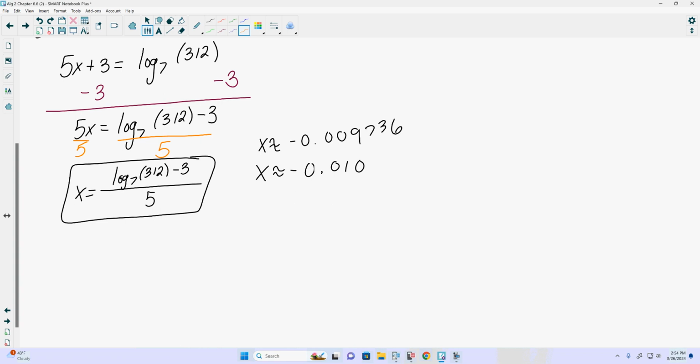So that's without it being rounded to a few more decimal places. So that's why it rounds kind of funny.